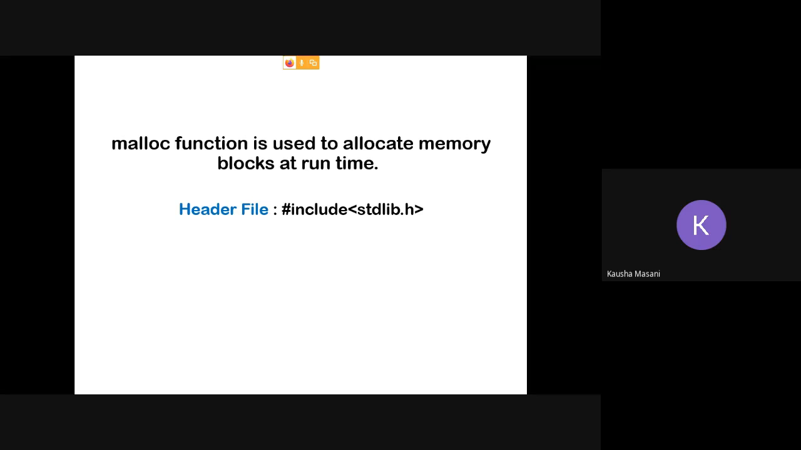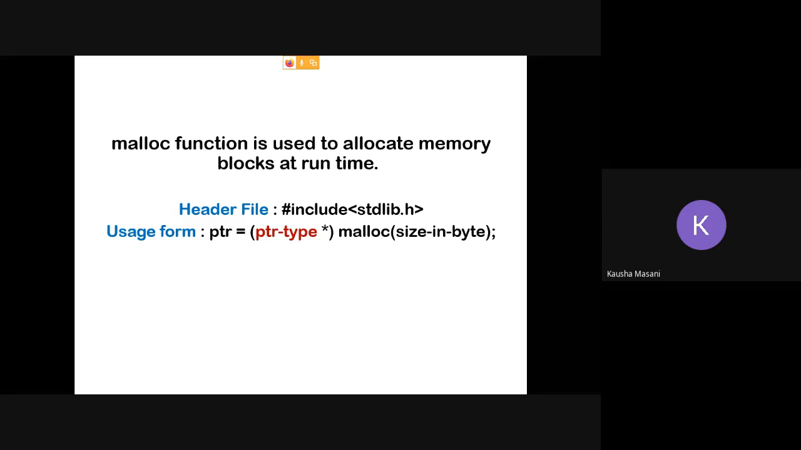And the syntax for malloc is something like this. PTR is your pointer. Then you are going to write (ptr type star), then malloc, and inside the malloc brackets you are going to write the size in bytes, for the amount of memory you want to reserve. That size you are going to write in between the parentheses in byte form.